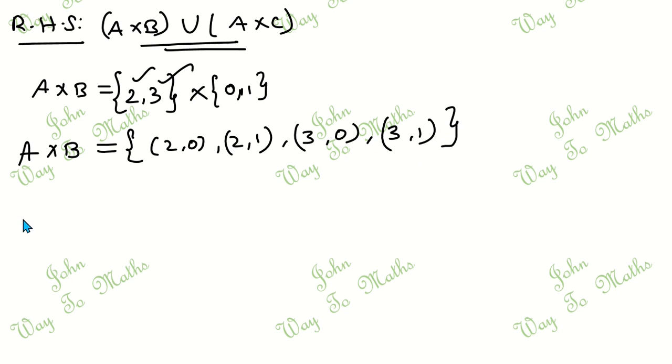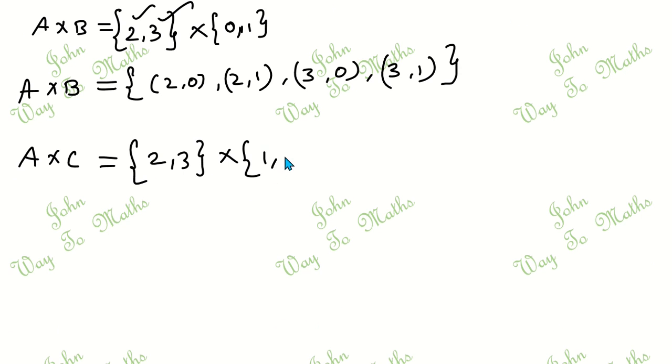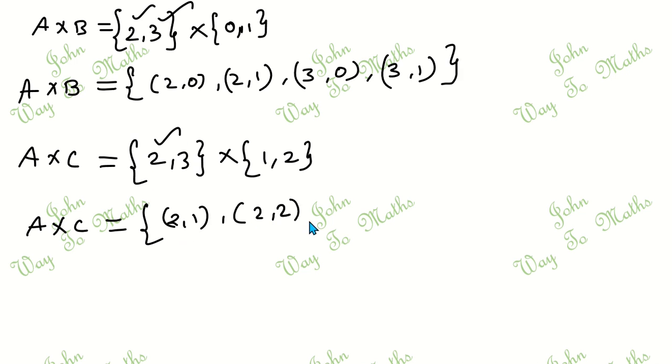So next I'm going to find A cross C. So set A is equal to 2, 3 cross 1, 2. So now A cross C is equal to, so first I'm going to choose 2. So I'm going to use the Cartesian product rule. So 2 comma 1. So next 2 comma 2. So then I'm going to choose 3. So 3 comma 1, then 3 comma 2.